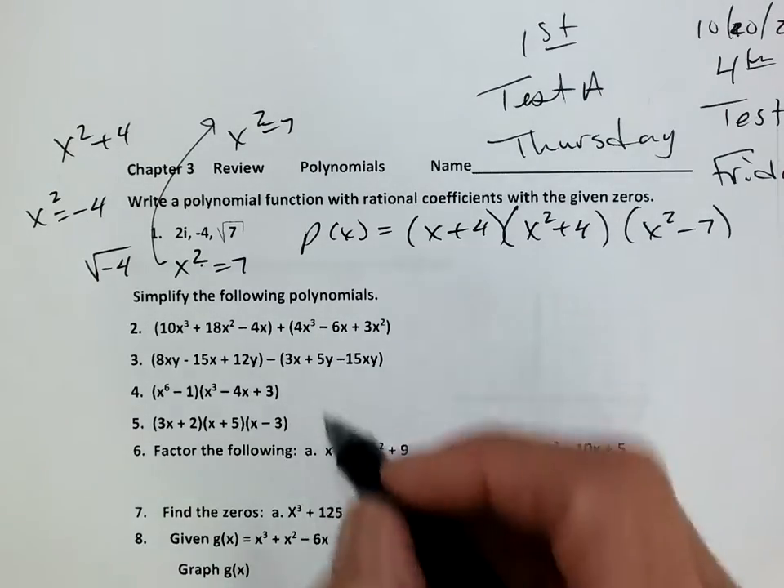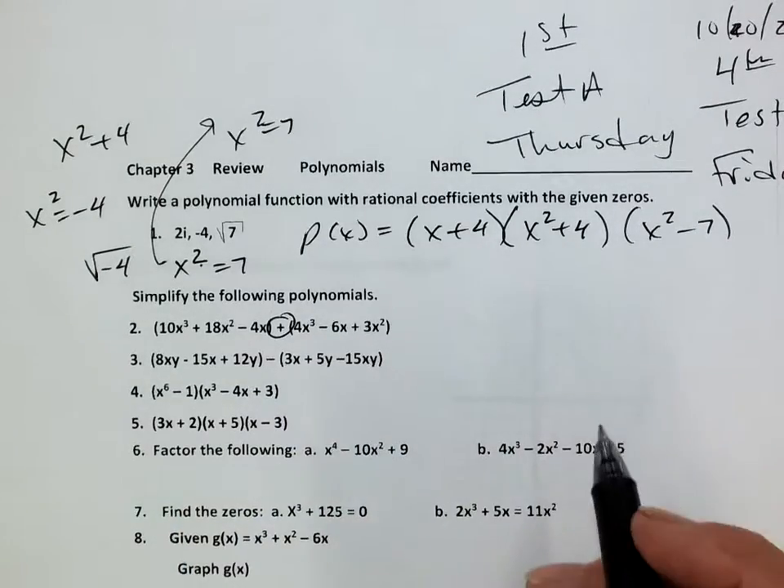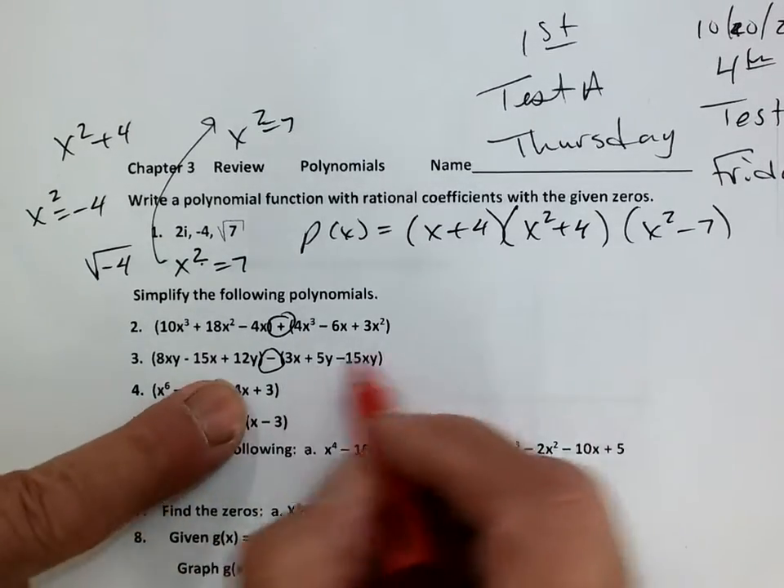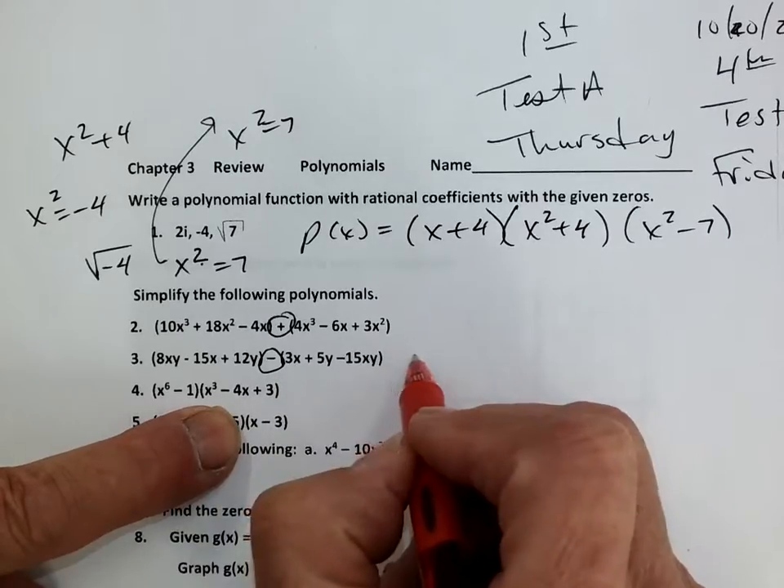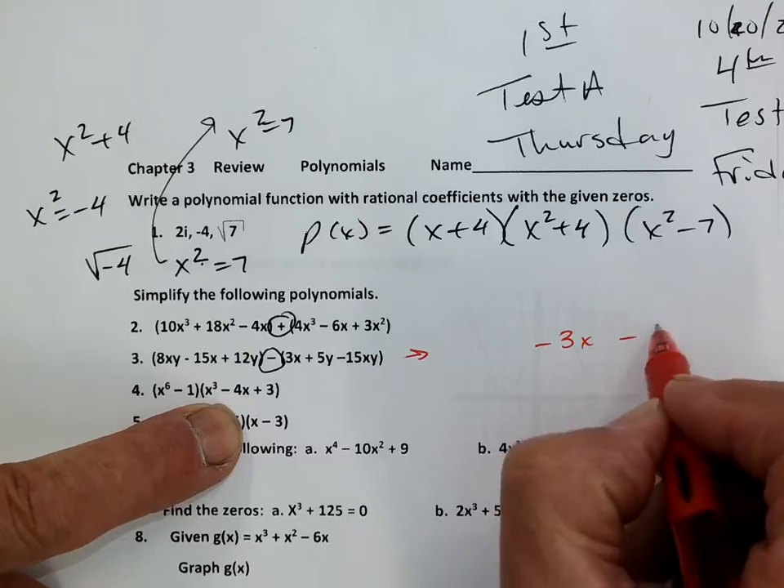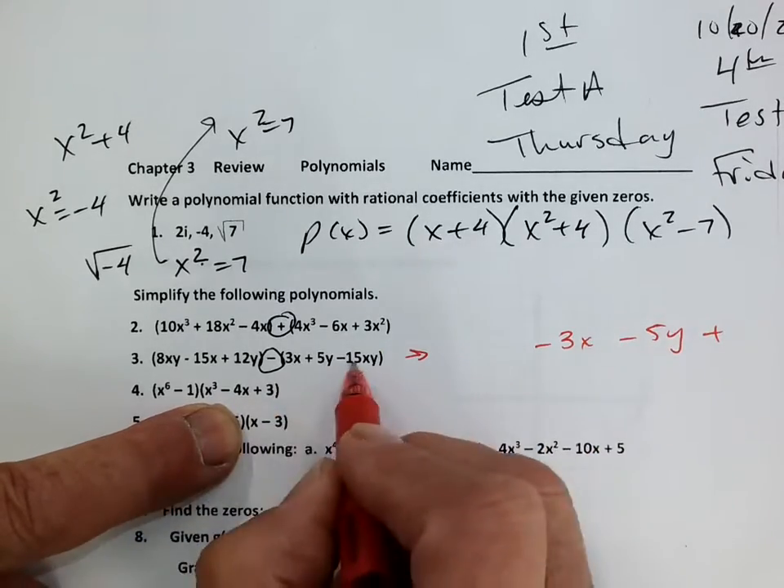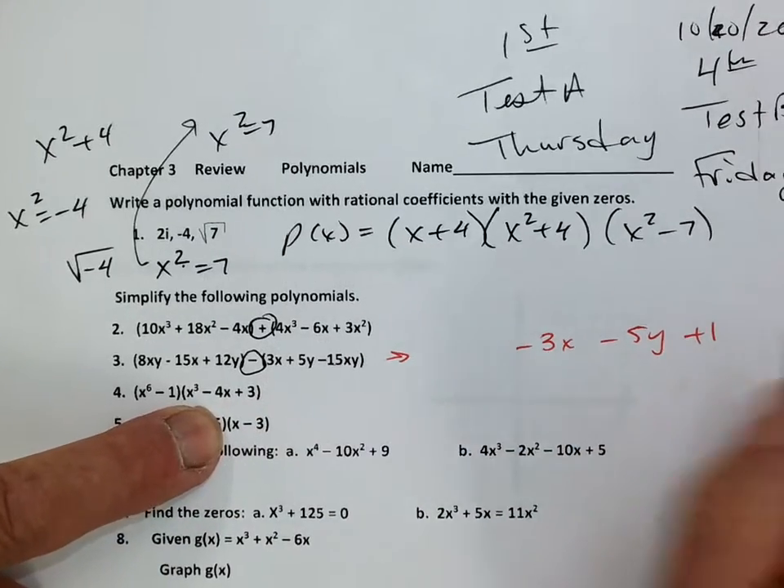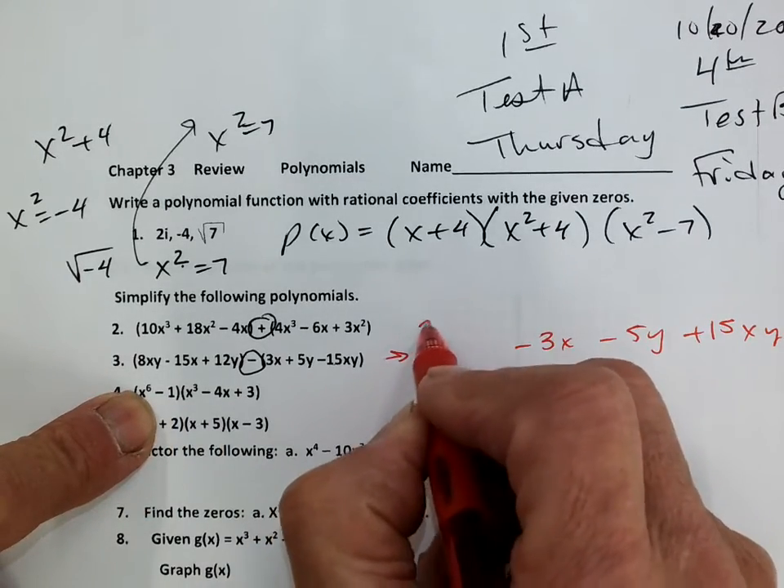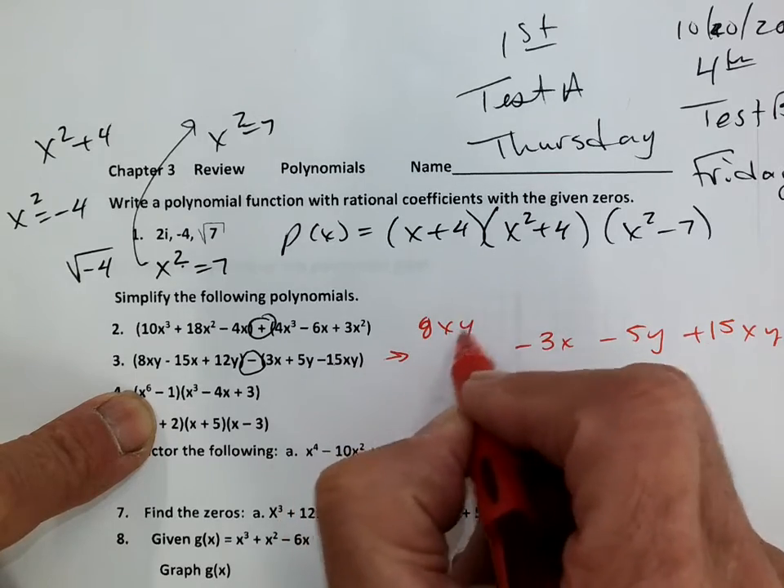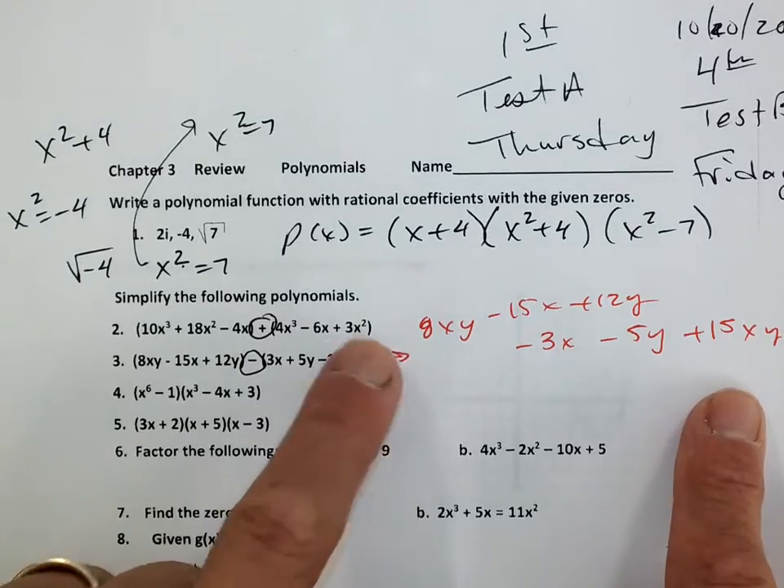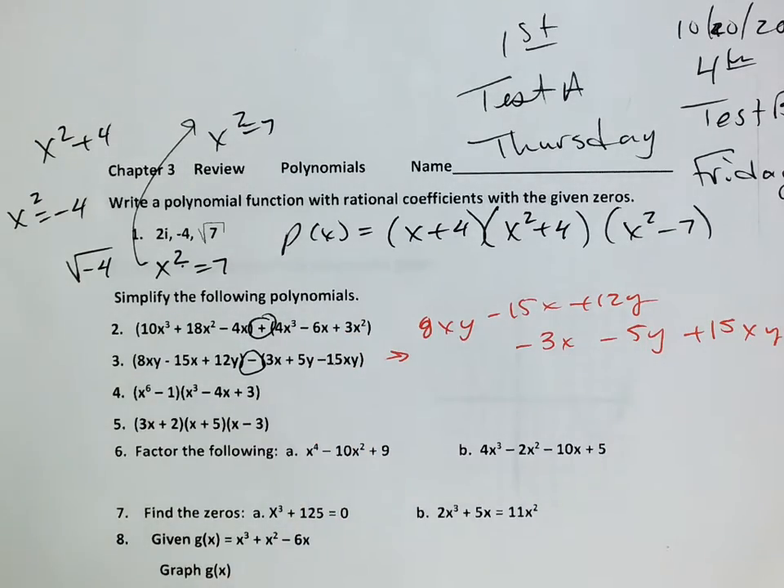Now, number 2 is just add like terms together. Number 3, subtract. So when I subtract, I like to bring the negative through because I tend to mess things up. So I would just take the negative through, and I'd have a negative 3x minus 5y, positive 15xy, and I'd bring down my 8xy minus 15x plus 12y, and then put like terms together, okay?